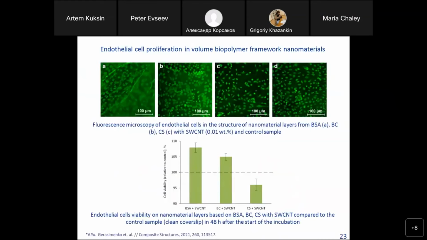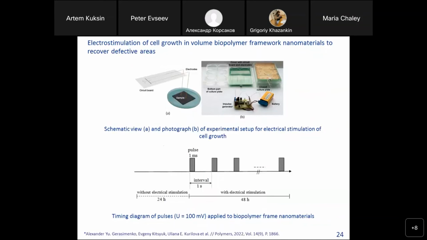First, we studied the interaction between carbon nanotubes and human fibroblasts. On the slide, you can see best adhesion of cells and their lateral processes to the surface of nanotubes in comparison with a smooth surface without nanotubes. Cardiovascular implants must be compatible with the endothelial cells, and the best cell viability was demonstrated on the albumin layers after 48 hours from start of incubation.